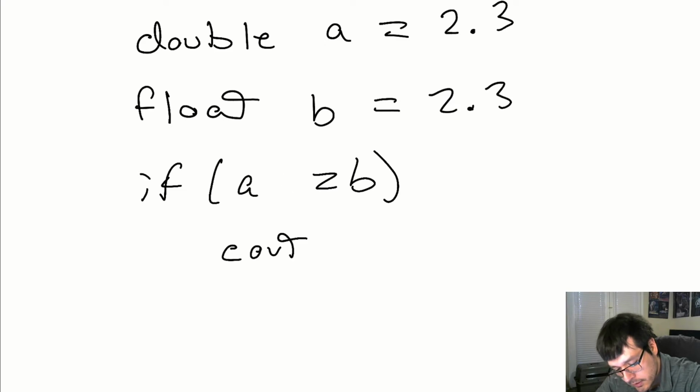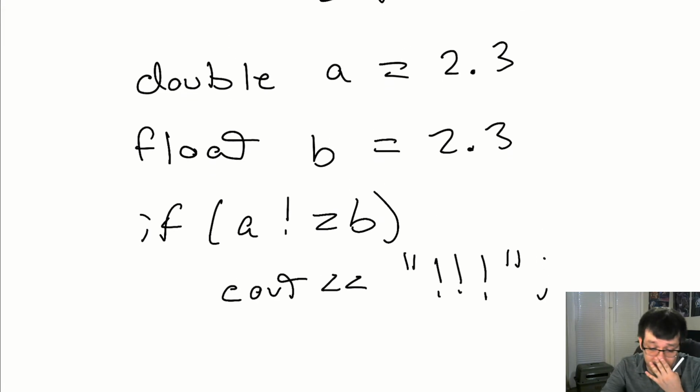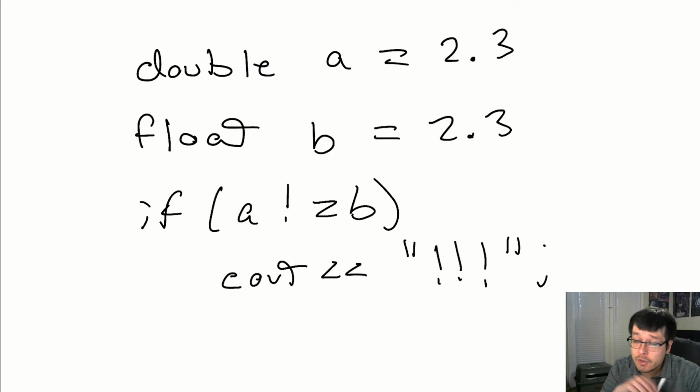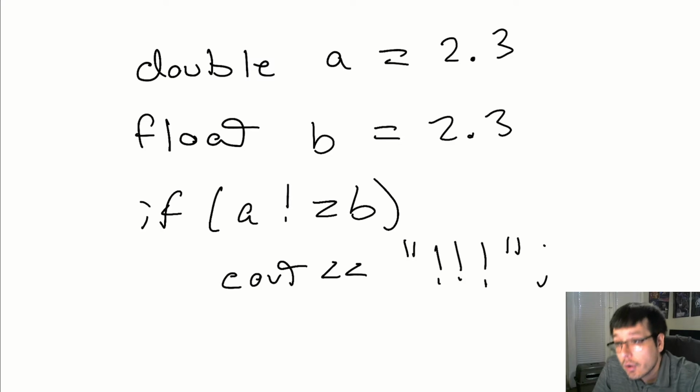right here, let's just make it, if it is not equal. I've seen cases where if you write code like this with some numbers, I don't think it'll be 2.3, but some numbers, this will actually print out question marks or exclamation marks. The float and the double will not be the same. And the reason why is because this 2.3, even though you don't see it here, is actually a double that's being cast, or coerced, that's the right term, to a float, and they're not equal if you try to compare them because of that.